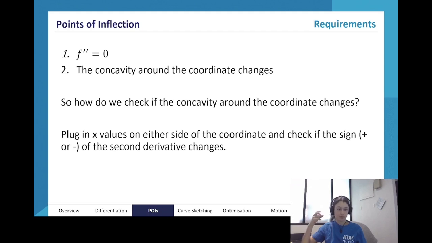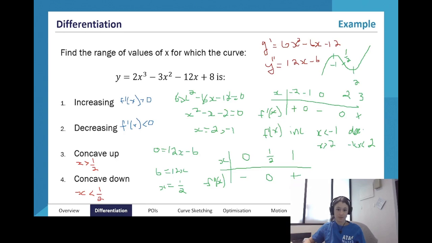So, we've already gone through how to find when the second derivative is 0. The real question here is, how do we check if the concavity around the coordinate changes? What we need to do is plug in the x values on either side of that coordinate, similarly to what we did in the last example, and check if the sign, the positive or negative sign, of the second derivative changes. So, in our last example here, the sign around the point of inflection changed. So here it was 0, on one side it was negative, on one side it was positive. That means that it is a point of inflection because the concavity around the curve changes.